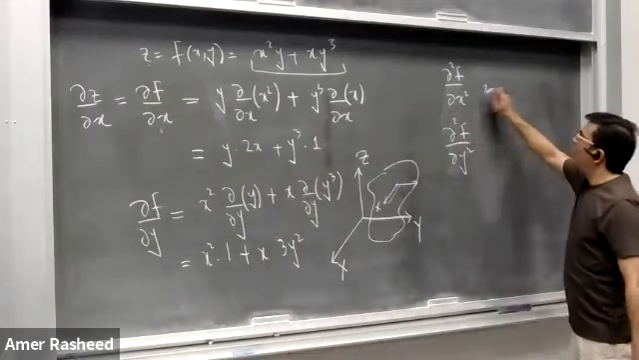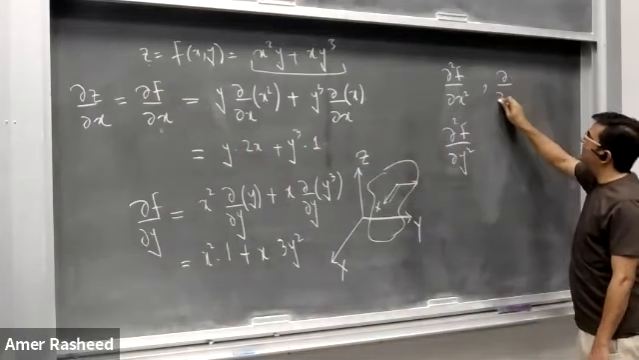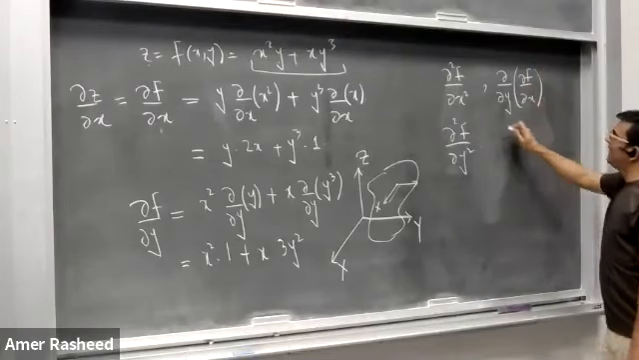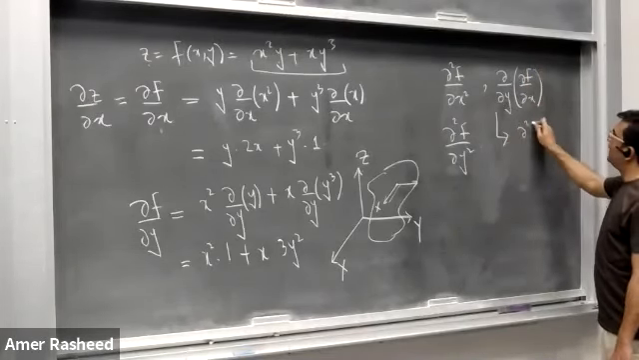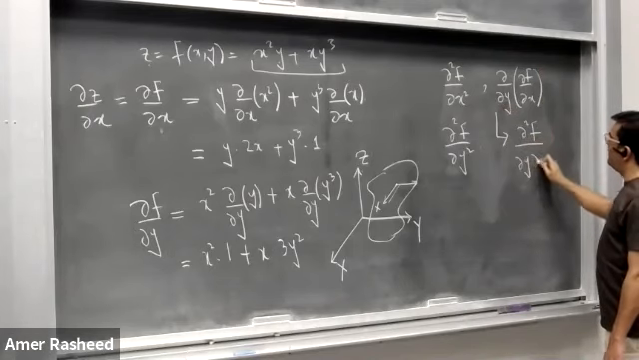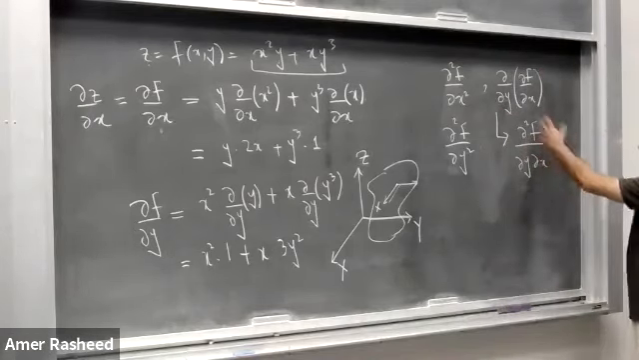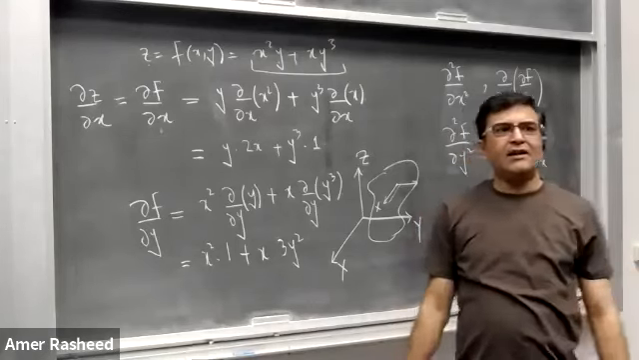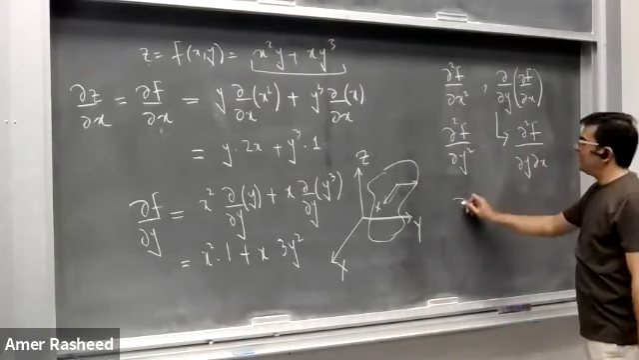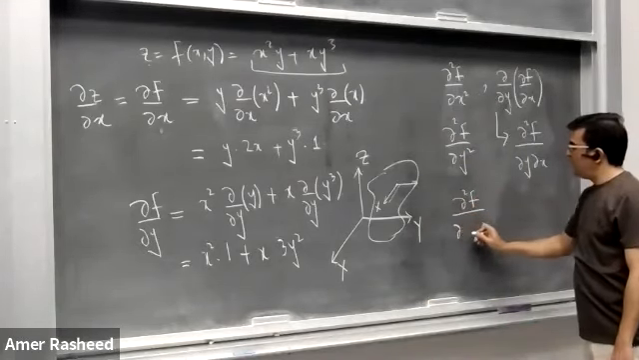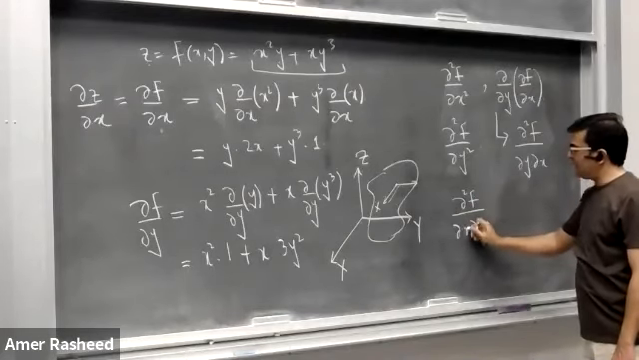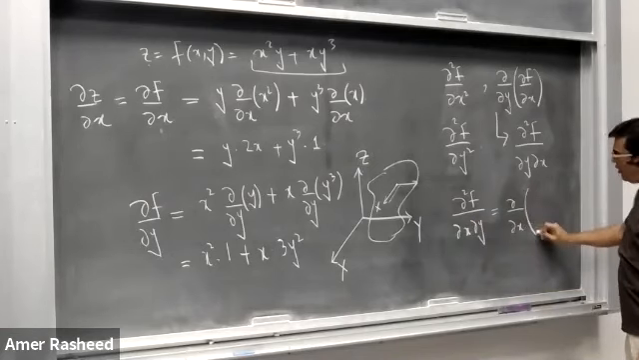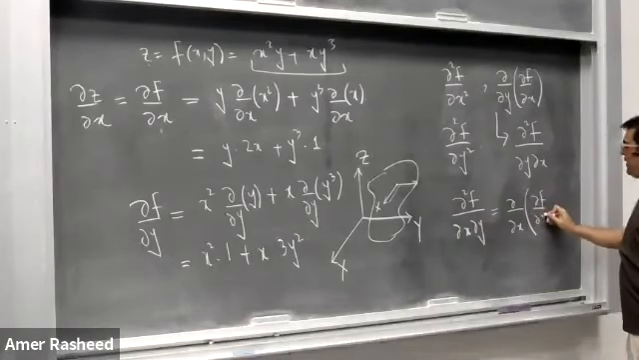In that case, what you have to compute is partial by partial y of partial f over partial x. This can be written as partial square f over partial y partial x. So this is basically the mixed derivative with respect to x and then with respect to y. Similarly, we can define partial square f over partial x partial y. It is partial by partial x of partial f over partial y.